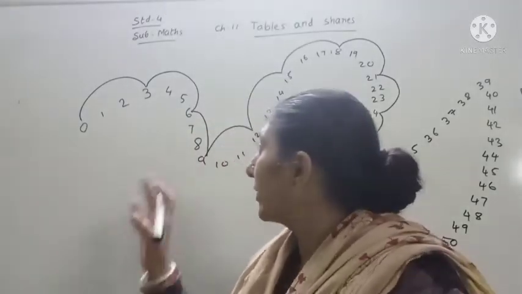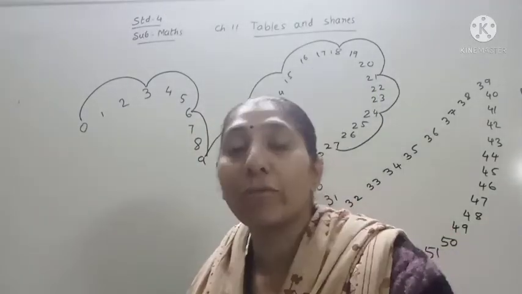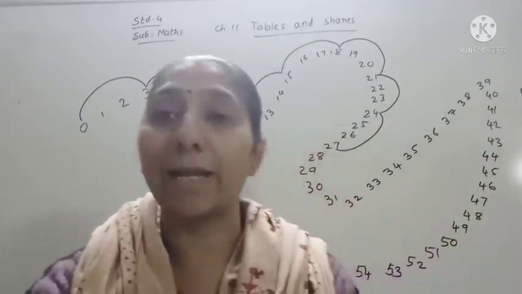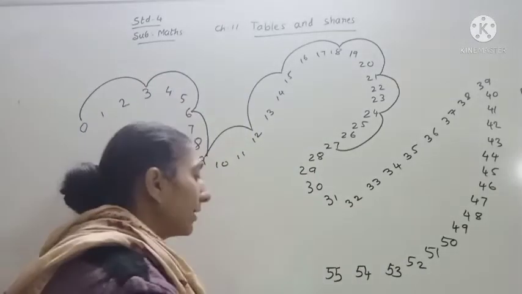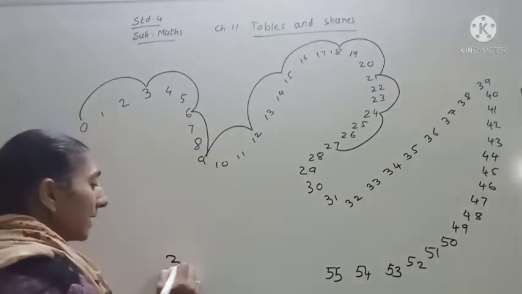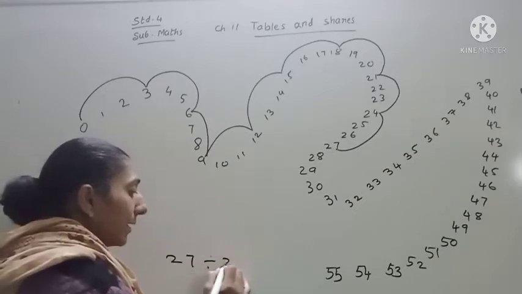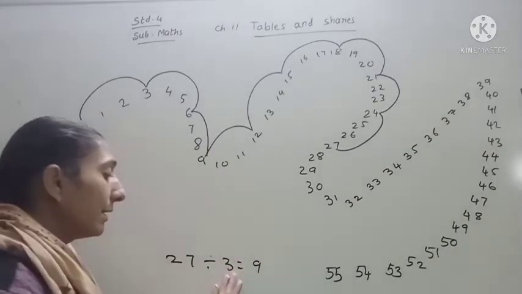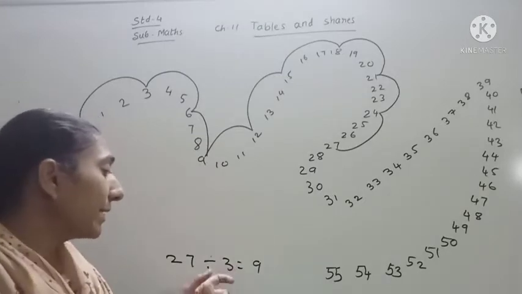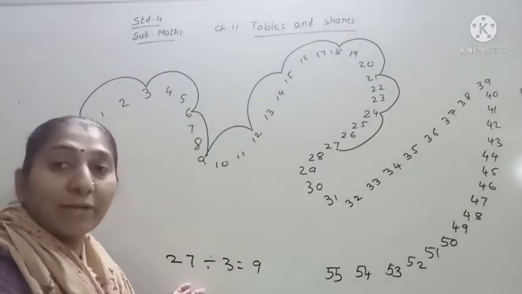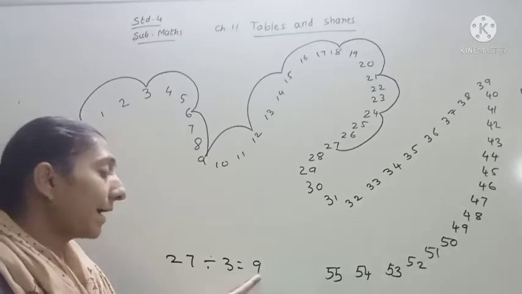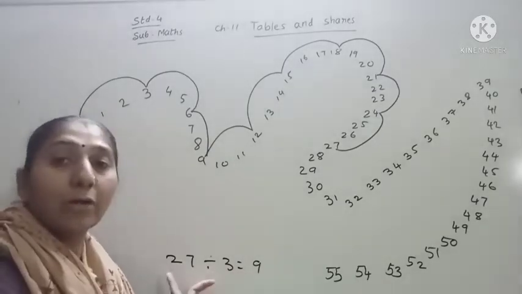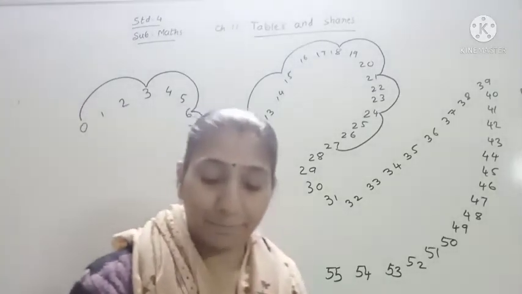Now we have done this by drawing, but if we want to calculate, how can we calculate it? 27 divided by 3 is equal to 9. In the table of 3, how many times does 27 come? 9 times. 3 9s are 27.